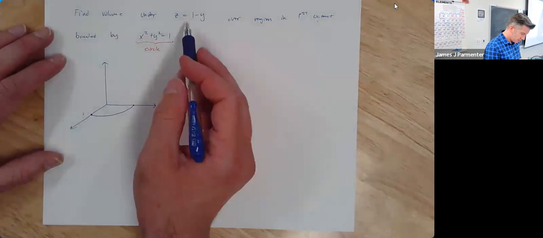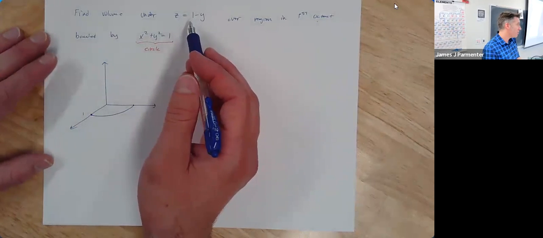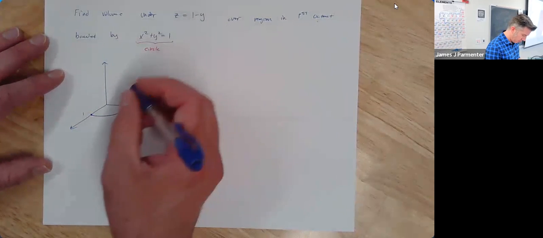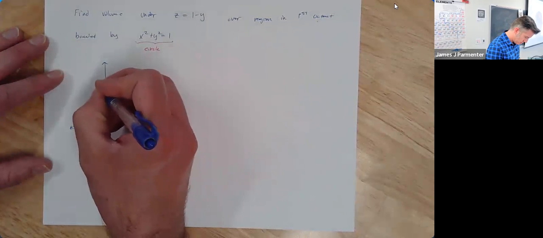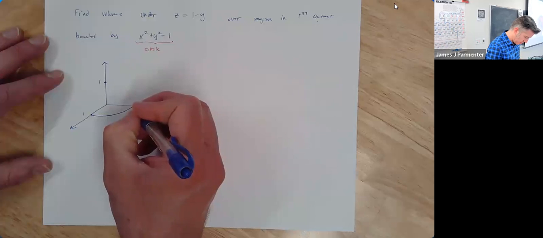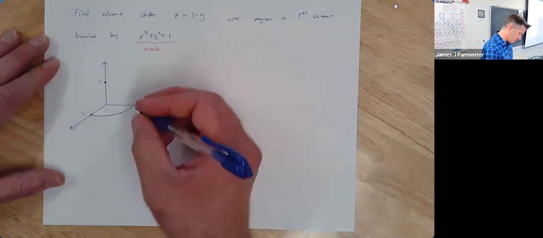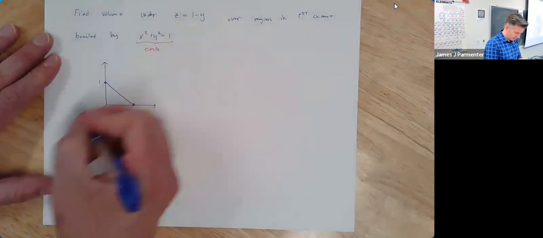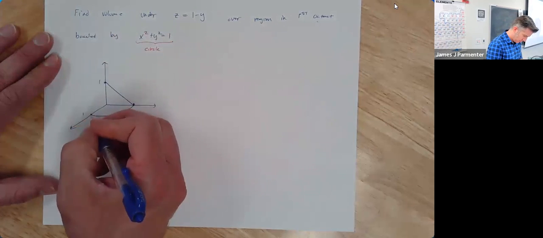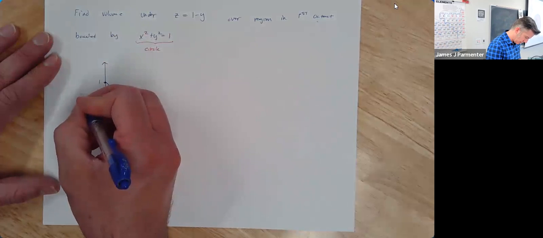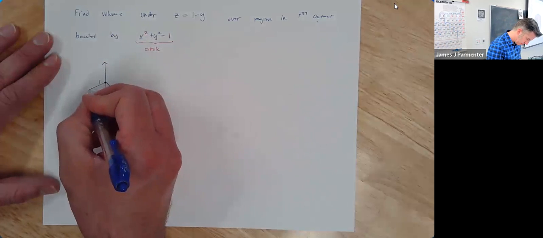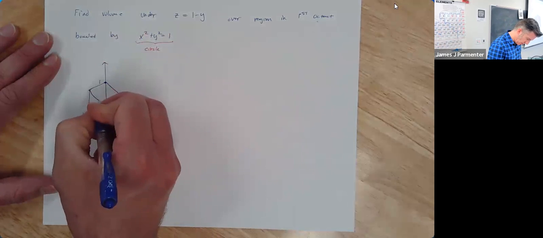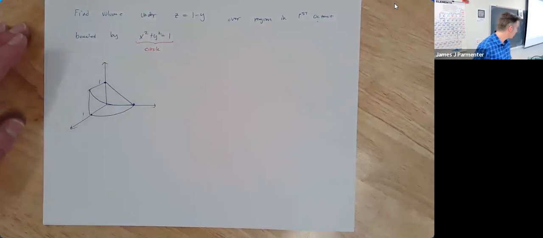And then z equals 1 minus y, that's a plane. It's got a z-intercept of 1. It's got a y-intercept of 1. And x can be anything. So what's happening is I've got this plane here, and then it's just coming out this way. Straight down here, but then it's going to kind of curve around here like that.